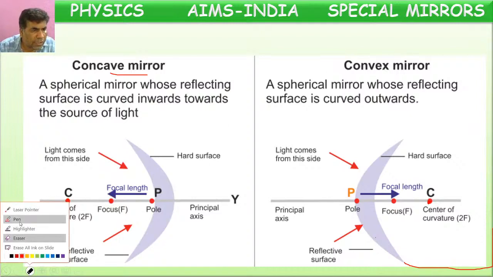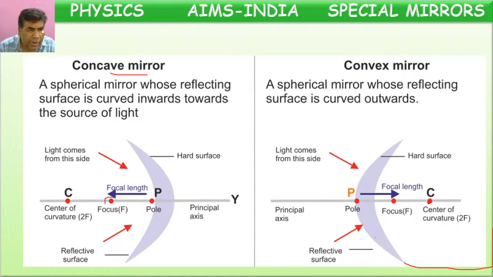So here, what is focus? The reflected rays meet at a point. That point is known as the focus. Sometimes they do not meet. They appear to meet, which we are going to learn in the next slides. That is also known as the focus. Here the distance between the pole and the focus is known as the focal length.